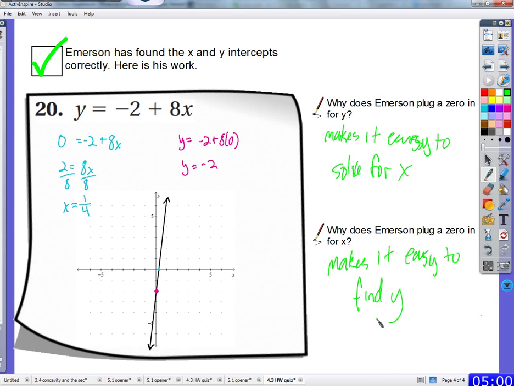He plugs in a 0 for y, finds out x would have to be 1/4, so it gets the point 1/4, 0. Plugs in 0 for x, finds out y has to be equal to negative 2, to get the point 0, negative 2. So there's that point right there, and the point 1/4, 0 right there. All you need are 2 points to graph a line. He has 2 points. He knows it should be a line, so you connect those 2 points and make a line.